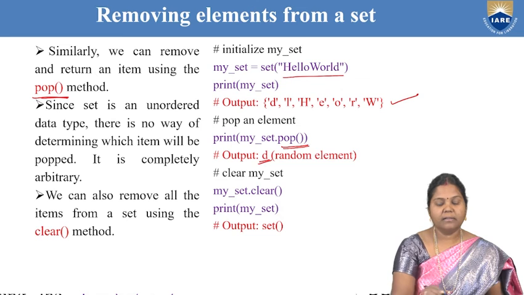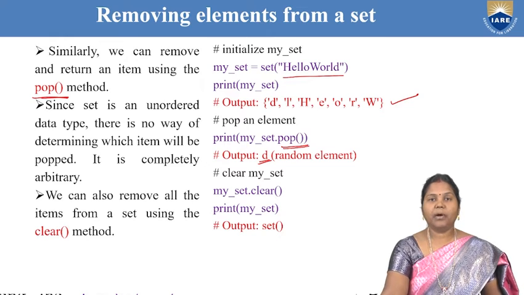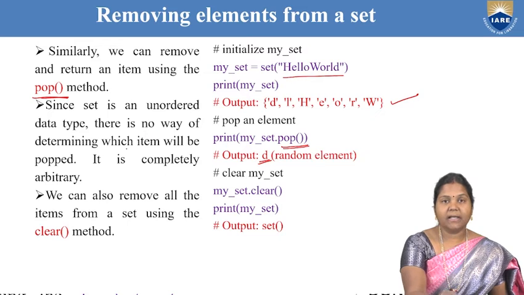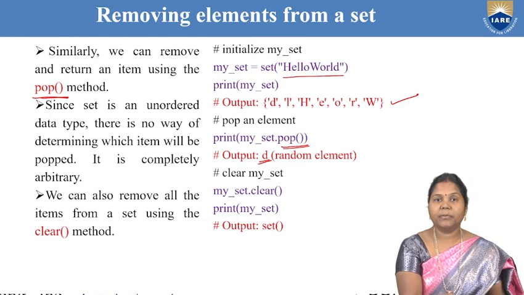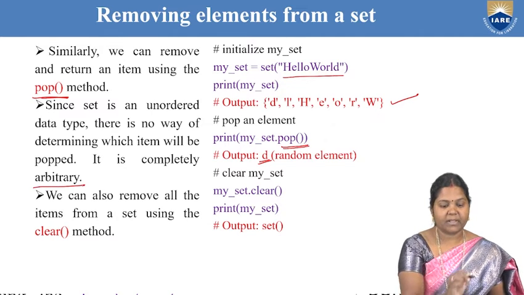At present it has returned me D. If you run it again, one more element may be popped. So, the pop method randomly selects one element and pops it. As it is unordered, you cannot say which element is going to be popped. Since it is an unordered data type, there is no way of determining which item will be popped. It will be randomly chosen. It is completely arbitrary.